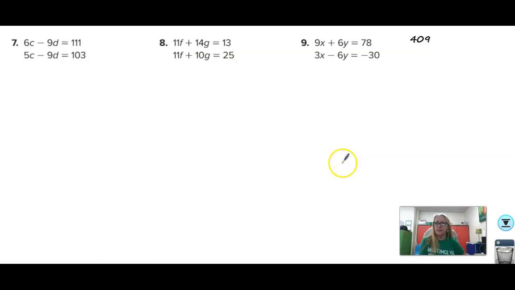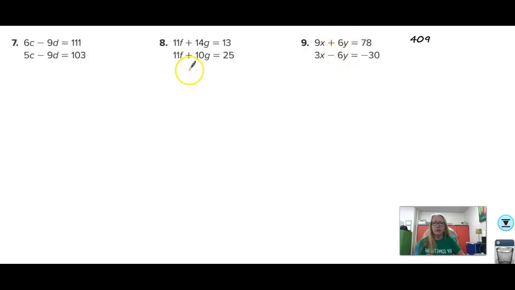This is just more of the same. It looks like this one, you would have to definitely change all the signs in the bottom equation so that you would have a positive 9d to wipe out that negative 9d. Numbers are a little bit bigger. Here we're going to have to change the sign in all of those. And here we don't have to change the sign because these two are already different.